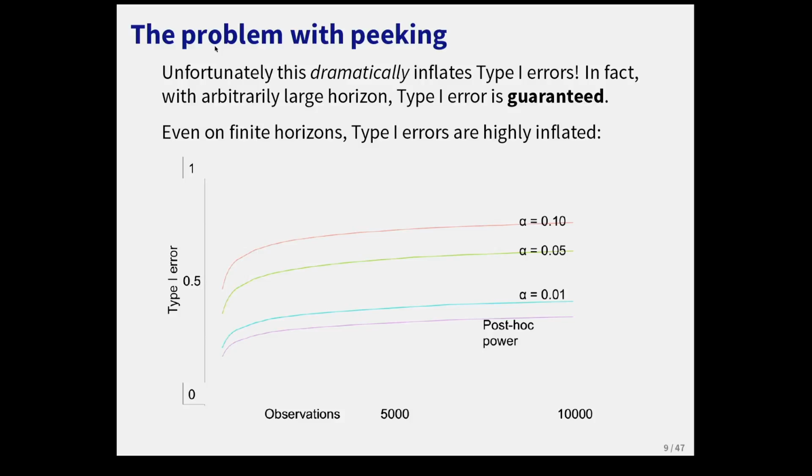Okay, it's a simple consequence of the law of the iterated logarithm. If you look at the test statistic, it's guaranteed to cross any level infinitely often, any fixed level infinitely often. Okay, and so type 1 error is guaranteed. Now, that's an asymptotic result, but in fact, even on finite horizons, so here we're talking about like 10,000 visitors, with alphas of 0.1, 0.05, 0.01, you still get type 1 errors in the 30% range, okay, with that rule.